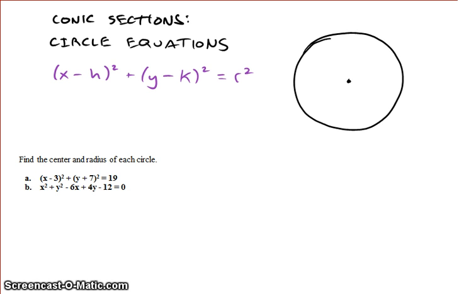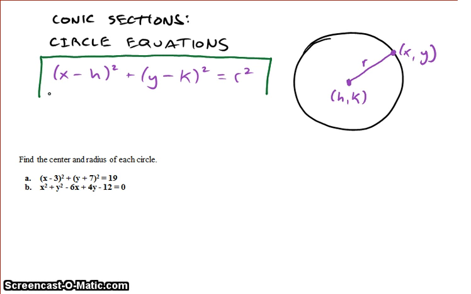Now h and k in this formula represent the center of the circle. x and y represent any point at all on the circle, and r represents the length in between those two points. All you need for a circle is a center and a radius, and you can define any circle.